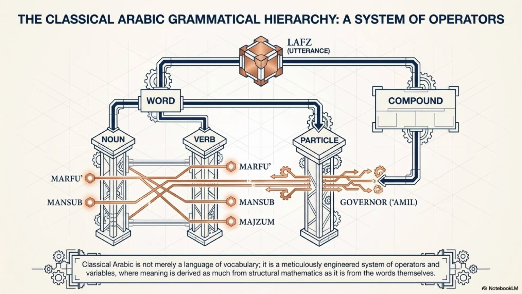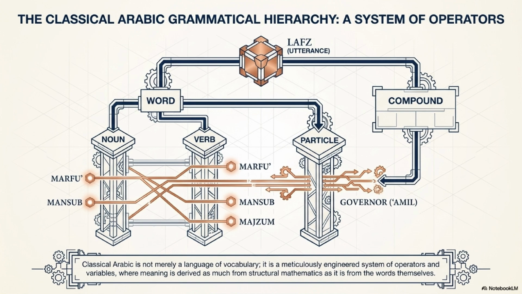And that script builds the ultimate structure, which brings us to Section 5, the grand architecture of sentences, the Jumla. We've zoomed out from individual atoms to molecules to organs, and now we're looking at the entire organism. The text outlines 4 foundational types of sentences. Number 1, the nominal sentence.